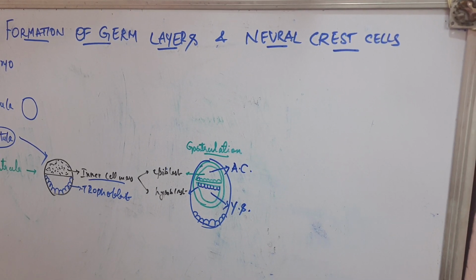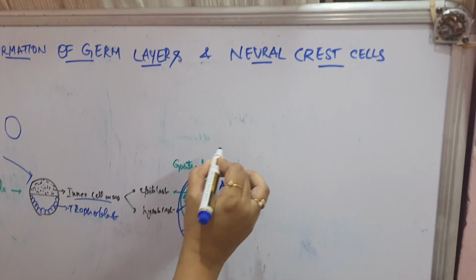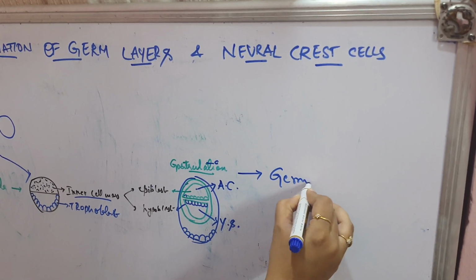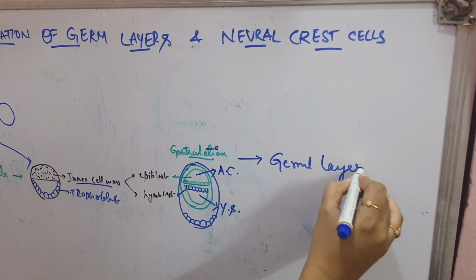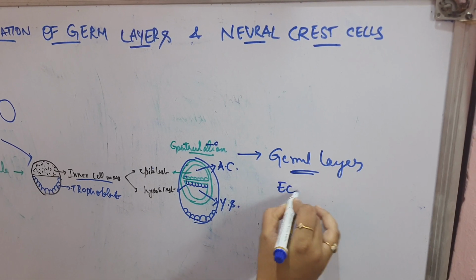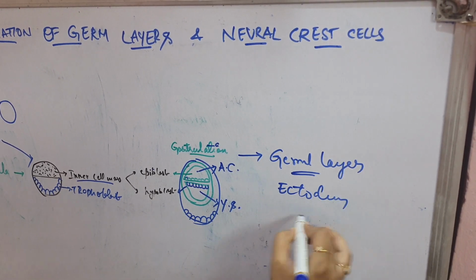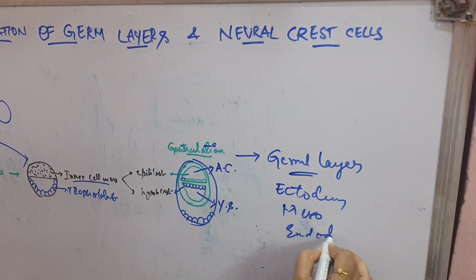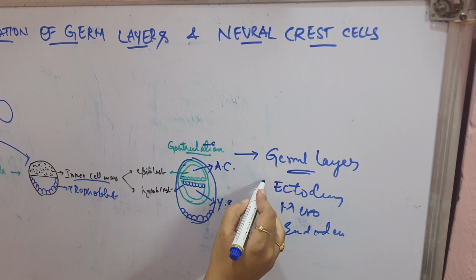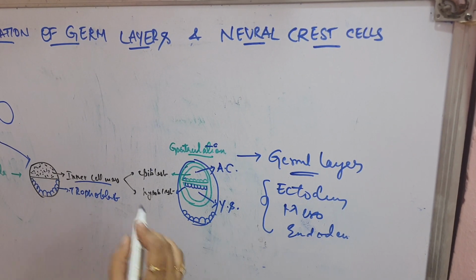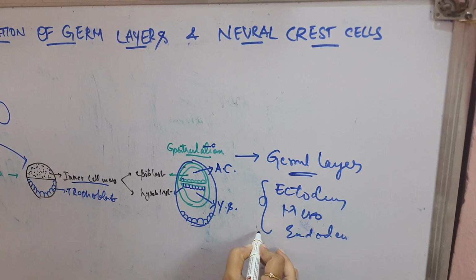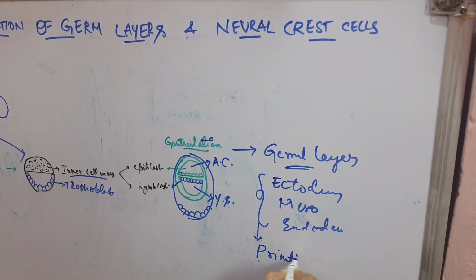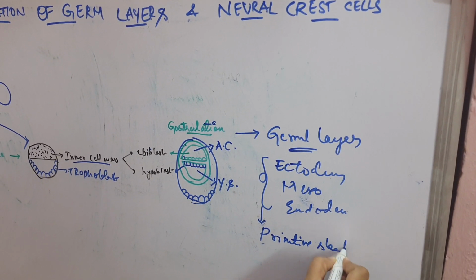Now what happens here? From this gastrulation we will discuss the formation of germ layers. So what are the three germ layers? They are ectoderm, mesoderm and endoderm. Now how are these three layers formed? These three layers are formed from a structure called the primitive streak. What is it called? Primitive streak. Now how is this primitive streak formed?